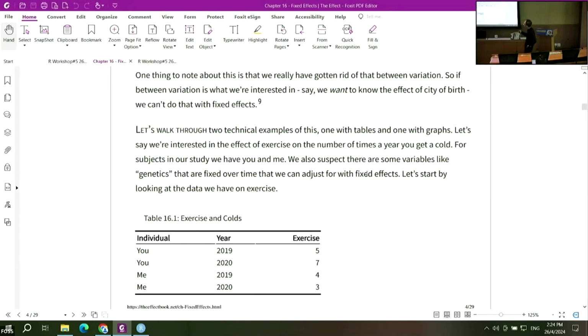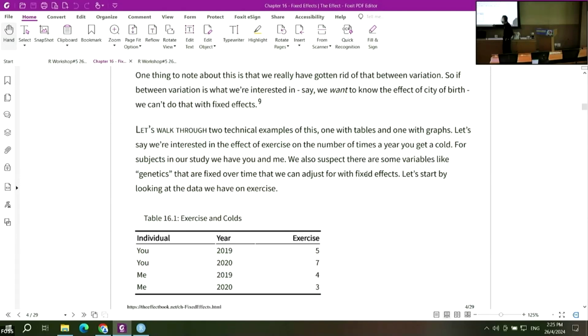Okay, so for subjects in our study, we have you and me. Let's simplify that: we have individual level, you and me only, and then we suspect there are some variables like genetics that are fixed over time, so we can control that on the individual level, and we can adjust for that with fixed effects easily. Let's say we look at this data, and we exercise. So very simple, three columns.